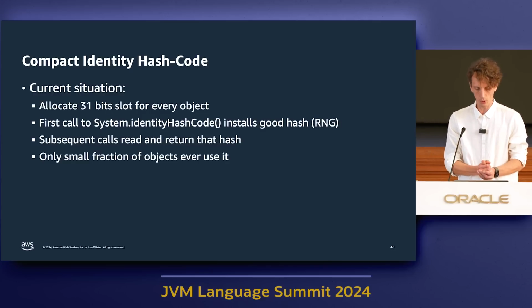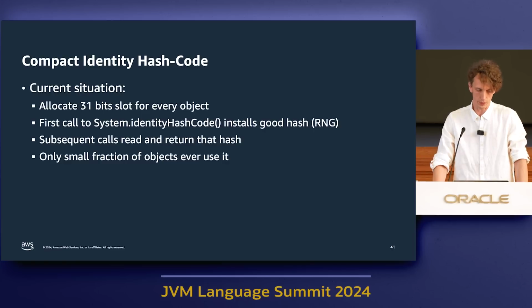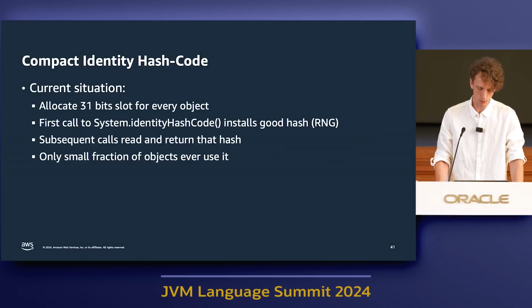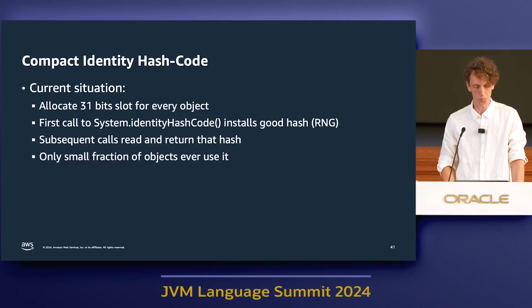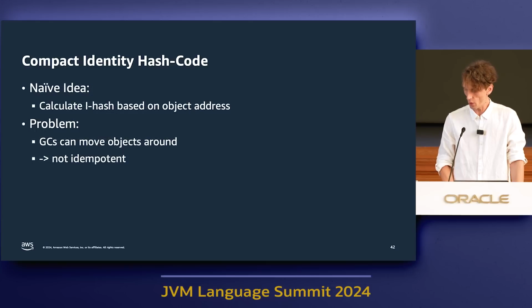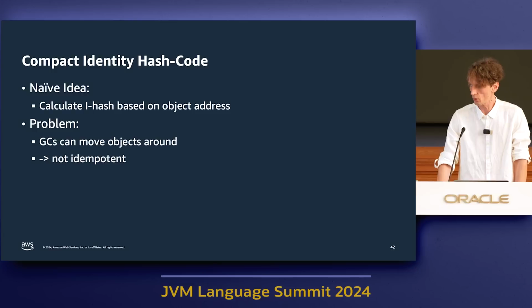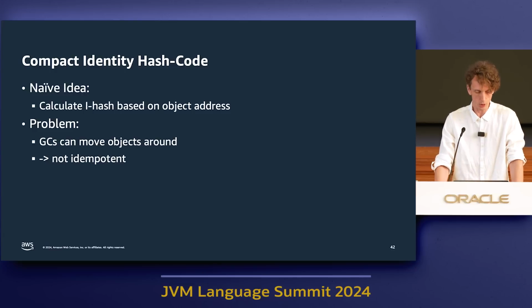A relatively small number of objects ever use this. So this is basically space that we allocate that's rarely used. This depends a lot on the workload, actually. Some workloads make heavier use of it. Most workloads that I've seen rarely use identity hash code, because they are good applications and they override Object.hashCode with something sane. So how can we improve this? How can we not reserve 31 bits in the object header and do something better instead?